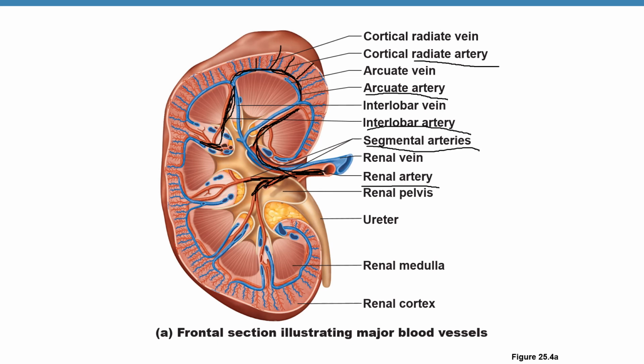Right, and then when we pick up the blood that was already cleaned, we start pretty much with similarities. So here we have radiate veins. We have radiate artery, radiate veins, arcuate artery, arcuate vein, and then interlobar artery, interlobar vein. The only thing we don't have is segmental veins. We do have segmental arteries. And then all the blood vessels come together and form this renal vein.